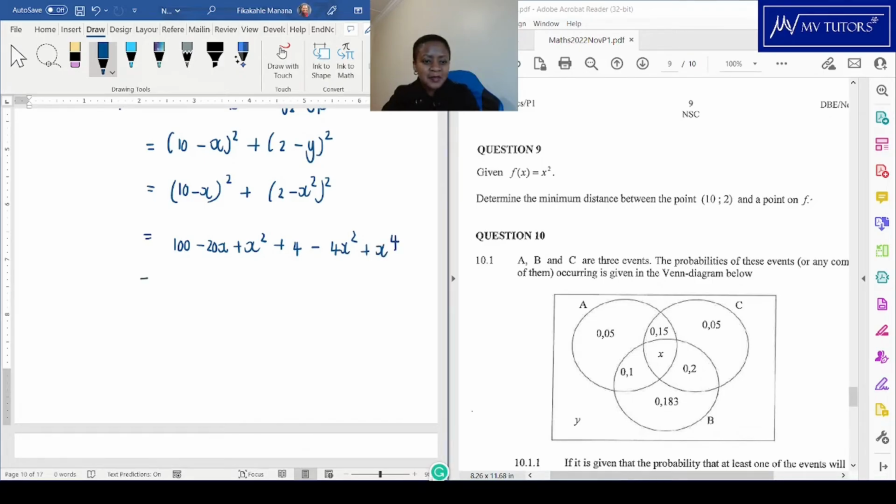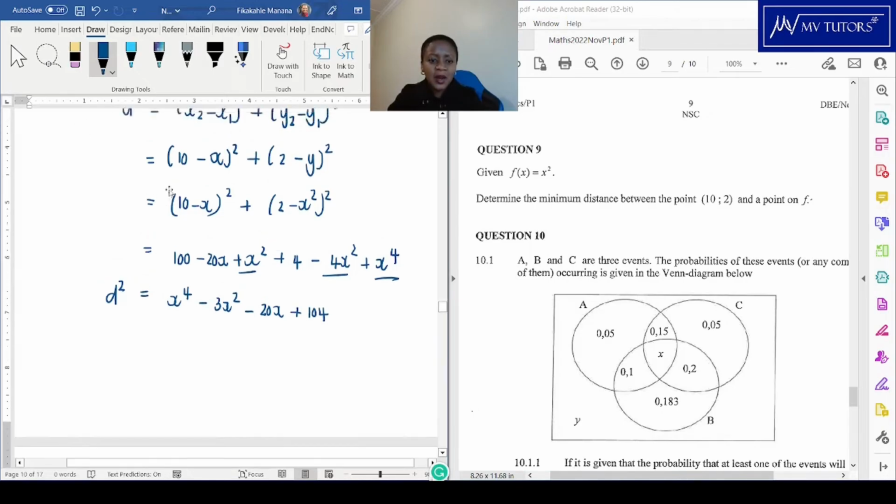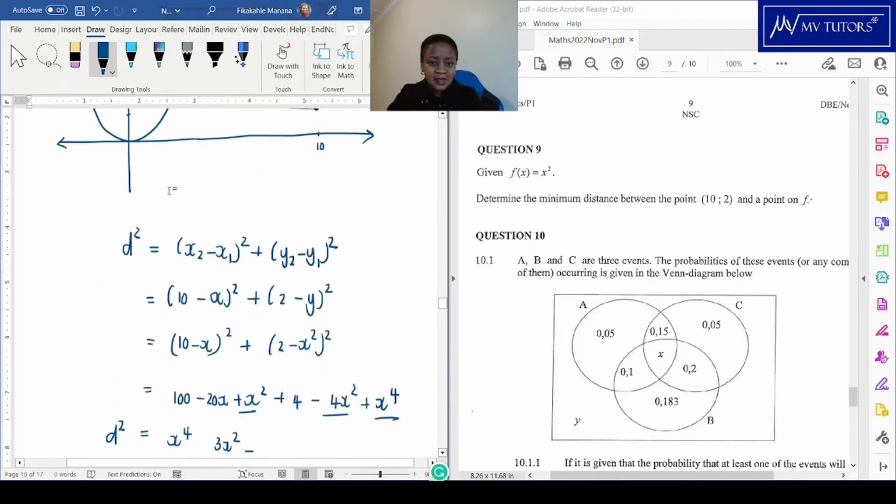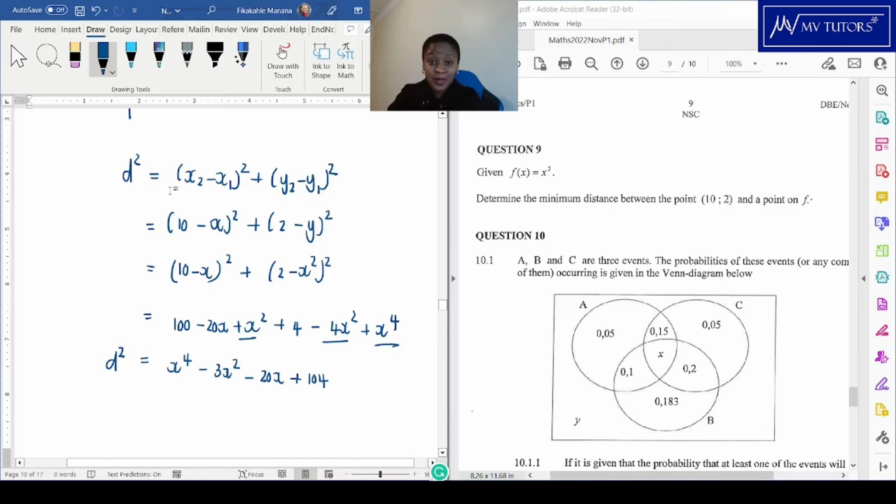Okay, let us simplify it. So we only have 1 x to the power 4, and then I have negative 4x squared plus x squared, so I have negative 3x squared, and then there's a negative 20x, and 100 plus 4, I have 104. And remember, that's my distance squared. Okay, so now we have the distance. Well, not really, it's in terms of x.